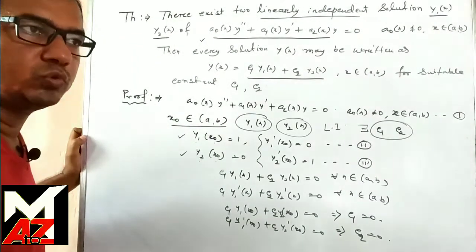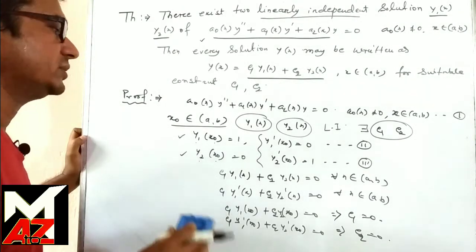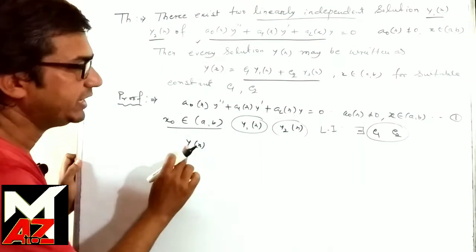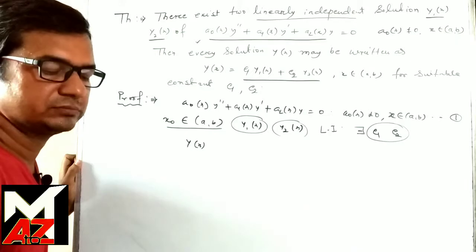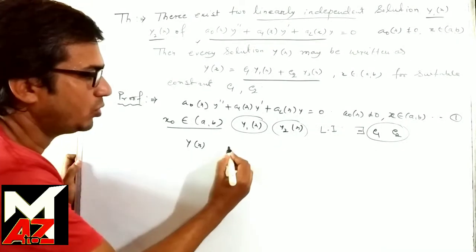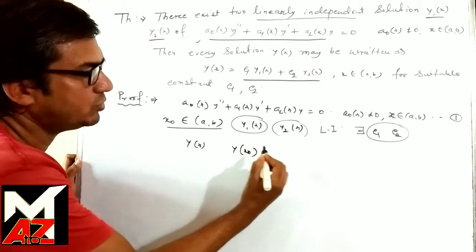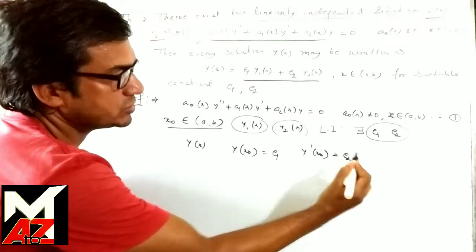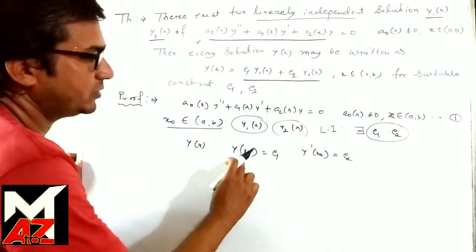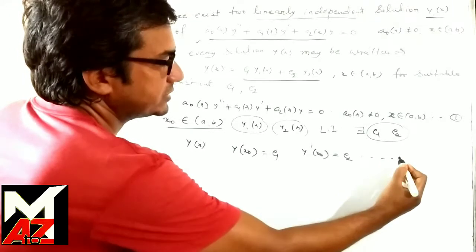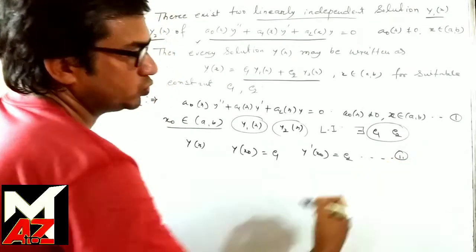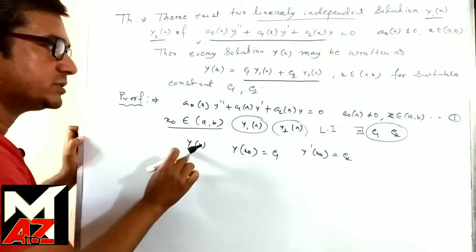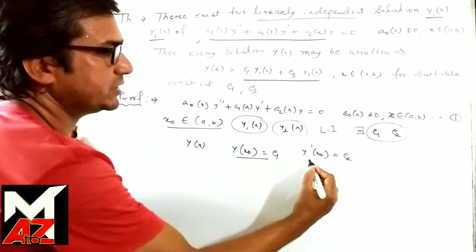Now we go to the second part of the theorem. Here we let y of x be any solution of 1 satisfying y of x0 equal to c1 and y dash x0 equal to c2. Y of x be any solution satisfying these two relations.